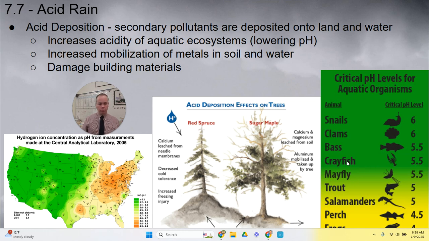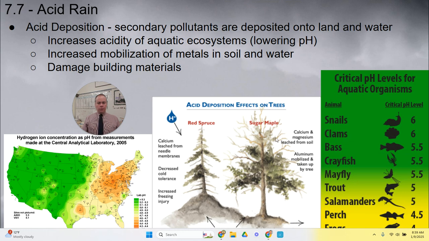Other organisms might be more tolerant, as we see in this data table on the right. But as these bodies of water, these aquatic ecosystems, become more acidic, then fewer and fewer organisms can survive, and this obviously impacts other organisms because of the interrelationships in ecosystems, because of food webs and food chains and nutrient cycling.